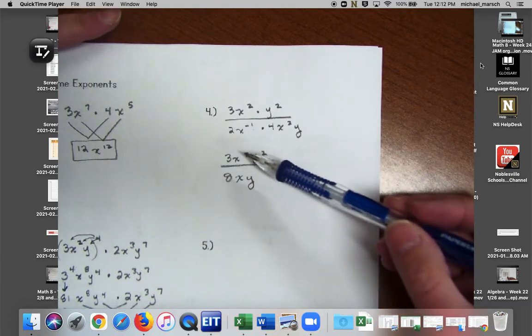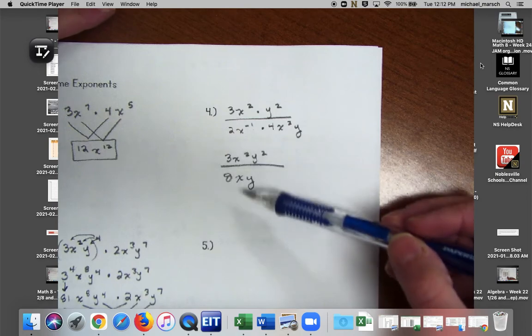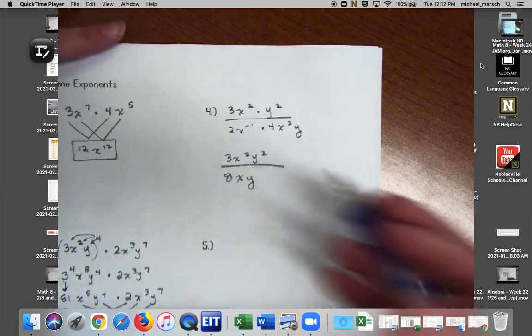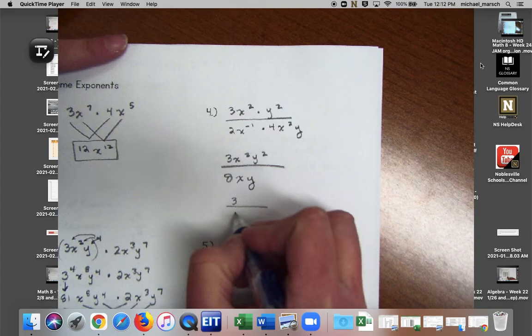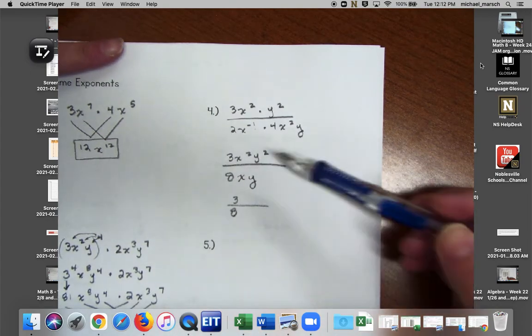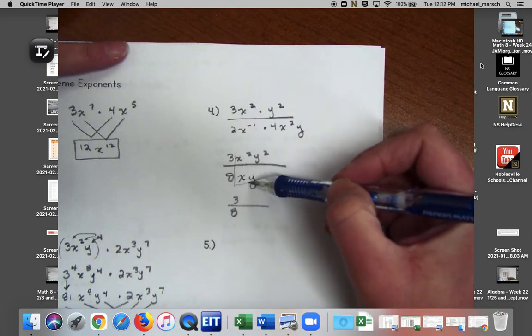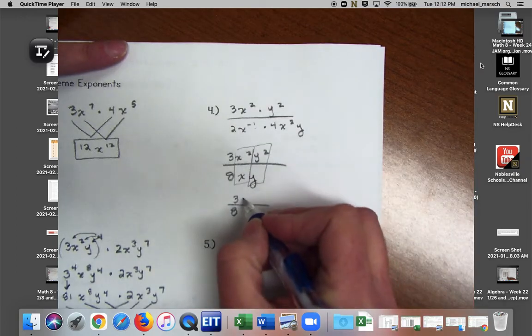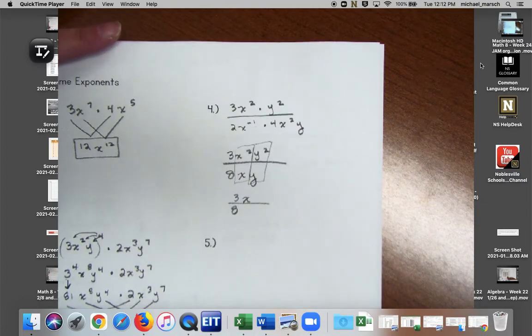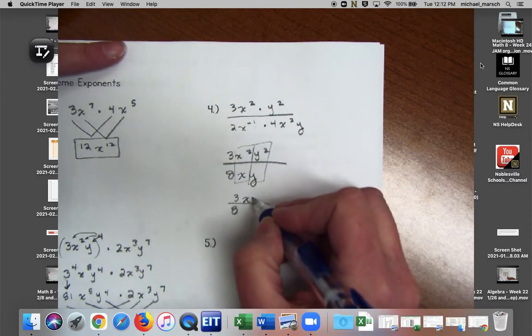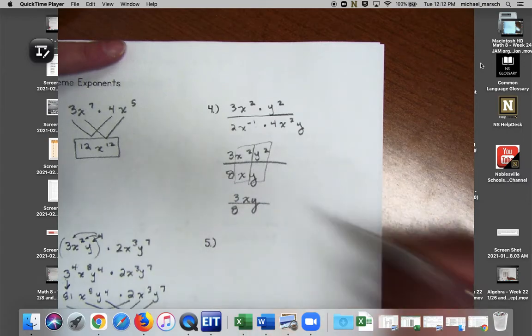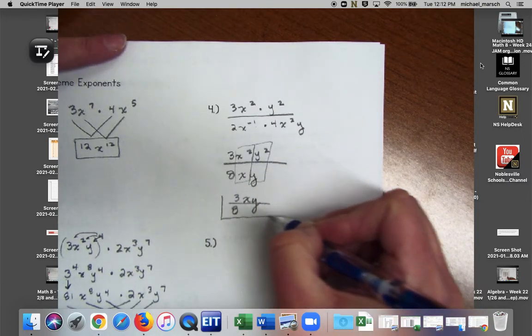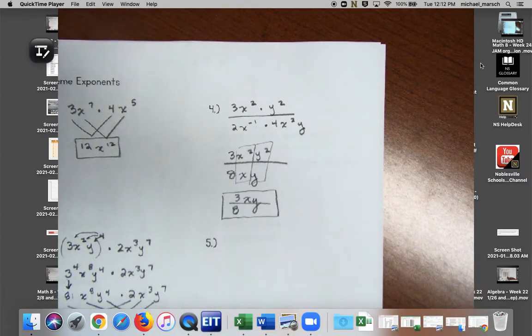Can I simplify 3/8? Does anything go into 3 and 8 evenly? No. So those have to stay. And then if I do this x section, how many x's will I have in my numerator? 1. What about the y's? 1. So there's my answer. 3xy over 8. Kind of awkward, but that's the answer. Seems like there should be more, but there's not. That's it.